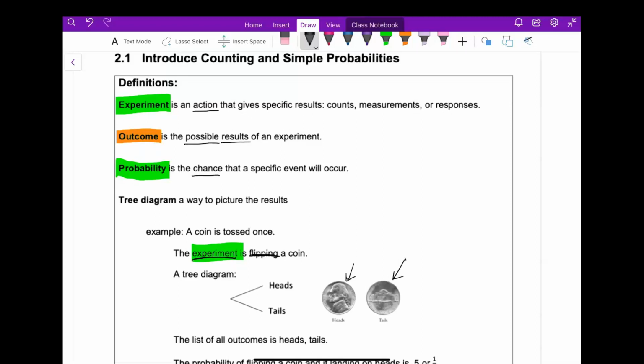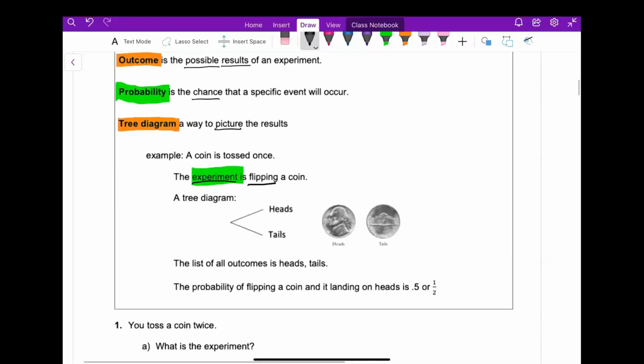And a tree diagram. This is one of the things we'll be using in this section the most. A tree diagram is a picture for the results. It helps us picture, it helps us put our thoughts together. It's quite important because sometimes there's a lot of options and you want to be able to put them all on your paper so you don't miss anything. So let's take a look at our first example.